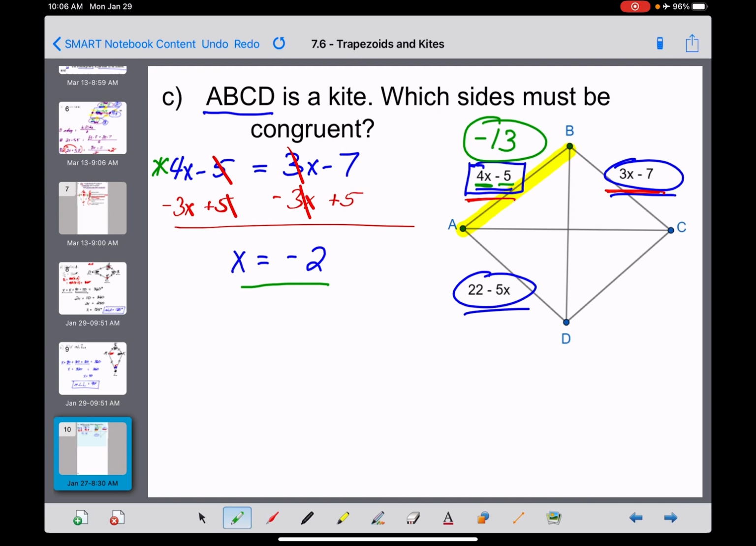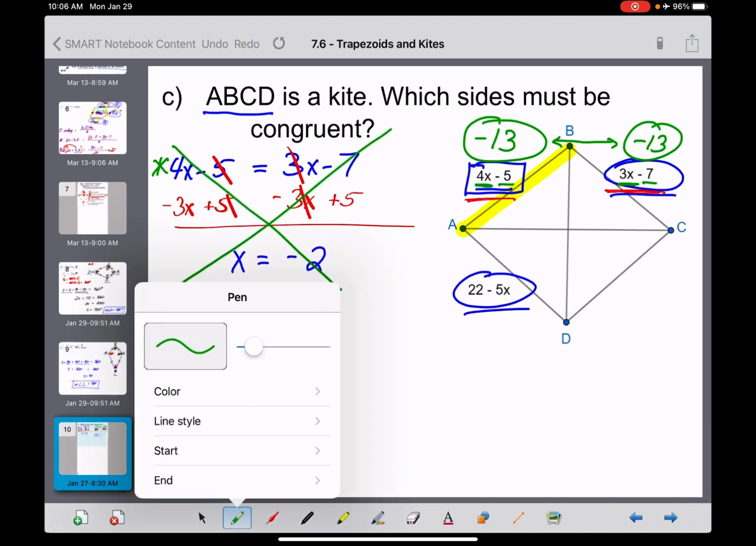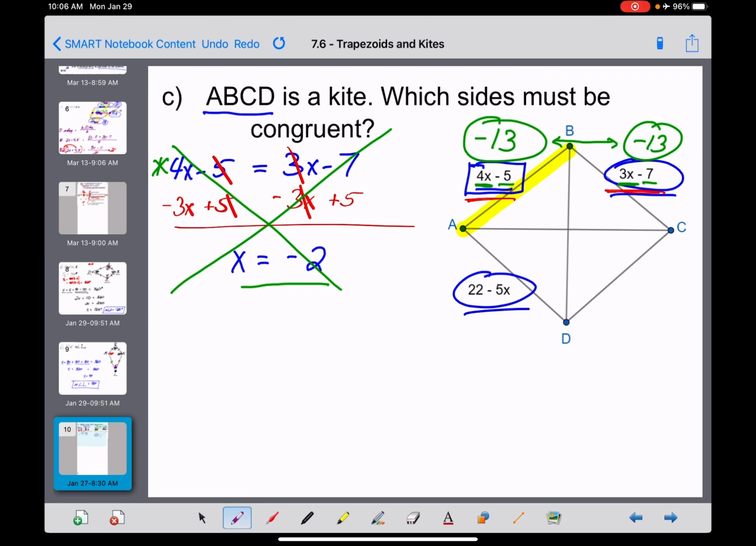Just for fun, I really don't need to check this: if x were negative 2, 3 times negative 2 is negative 6, minus 7 makes negative 13 again. What we've come up with is an algebraic solution. Negative 13 equals negative 13, so it makes sense numerically and algebraically, but it doesn't make any sense geometrically because we can't have negative side lengths. So my initial assumption had to be wrong, and if there's only one other thing it could have been, that must be the case: 4x minus 5 and 22 minus 5x must be your congruent sides.